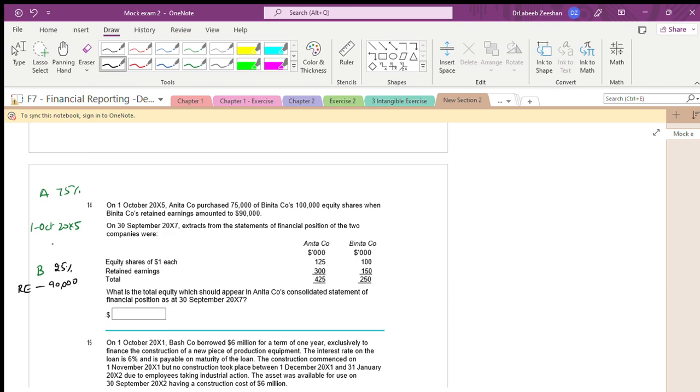On September 2007, that means October after 2 years, an extract from the financial statements shows equity shares and retained earnings. What is the total equity which should appear in Anita's consolidated statement of financial position? Tell me how we can do it.